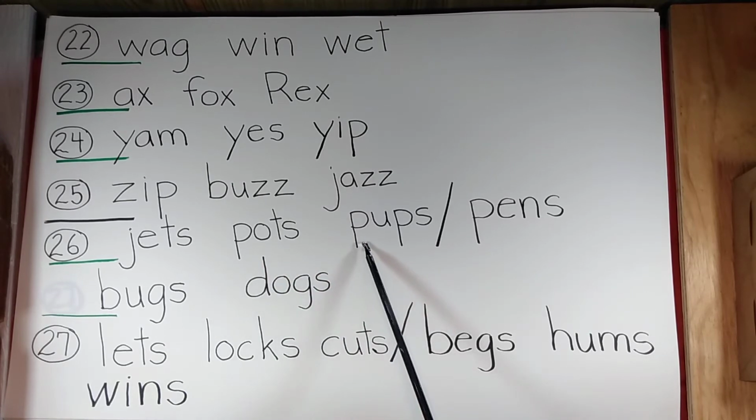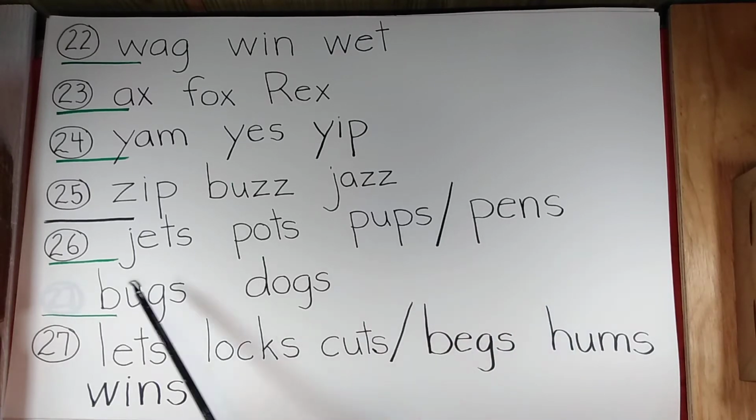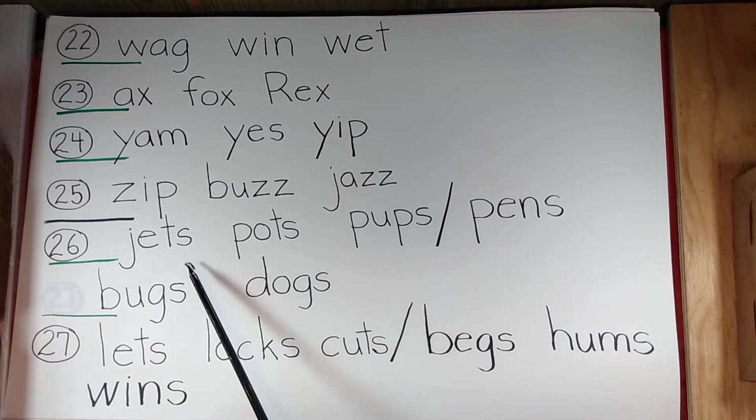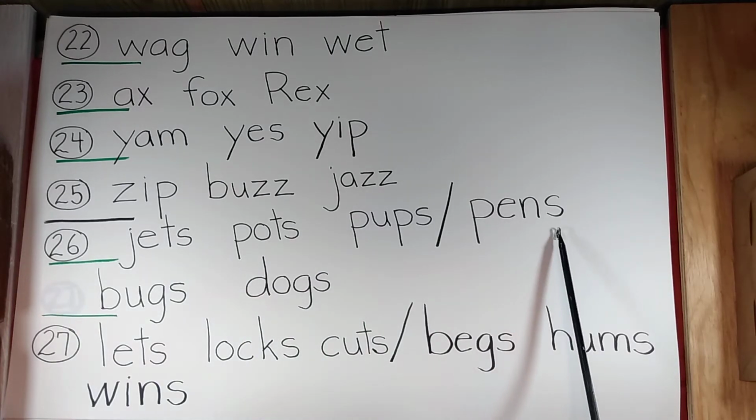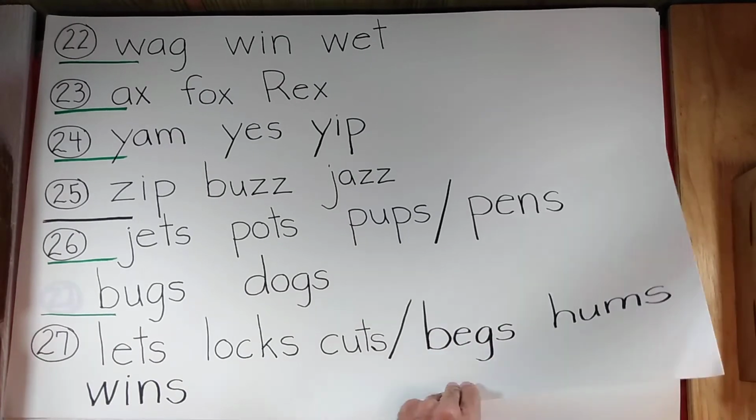pots, pups, pens, bugs, dogs. And we have two sections here again because S can sound like S or it can sound like Z, as in pens. 27. Let's, locks, cuts, begs, hums, wins. Next page.